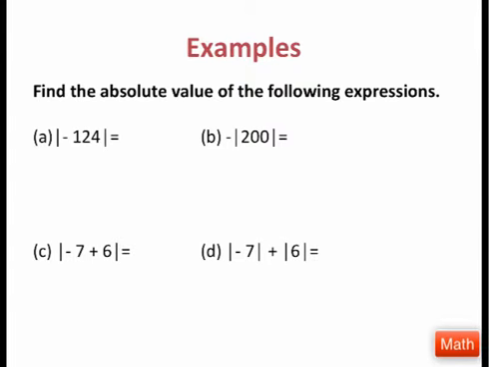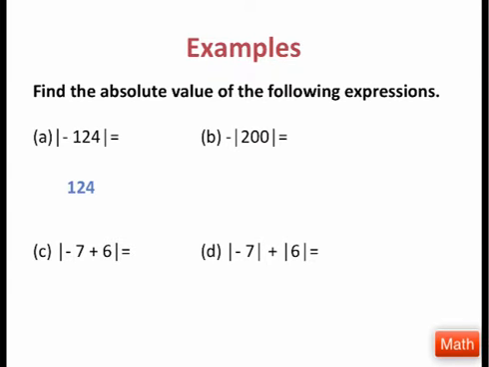Next, we'll take a look at a few examples of absolute value and see how this works. So we look at example A, the absolute value of negative 124. We look at that as 124 units away from 0. So that is a positive distance, and we just make this 124.